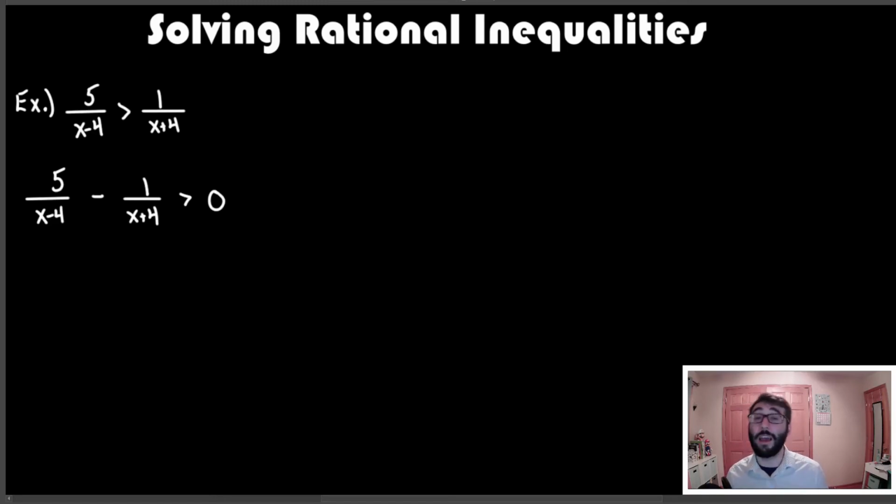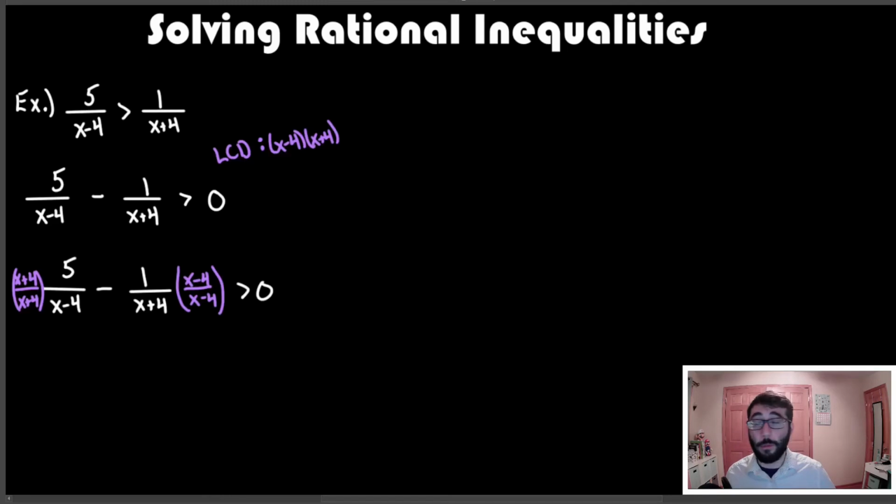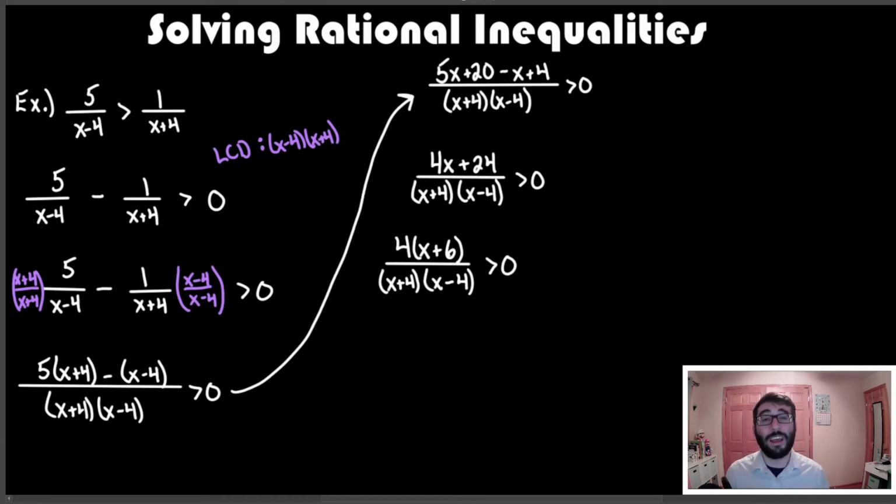And now notice I have everything on the left side of the inequality, 0 on the other side, but I do not have it written as a single fraction. So that's what I'm going to have to do. I'm going to have to get a least common denominator and use my skills of adding and subtracting fractions to get this written as a single fraction, and then simplify and factor as much as I possibly can.